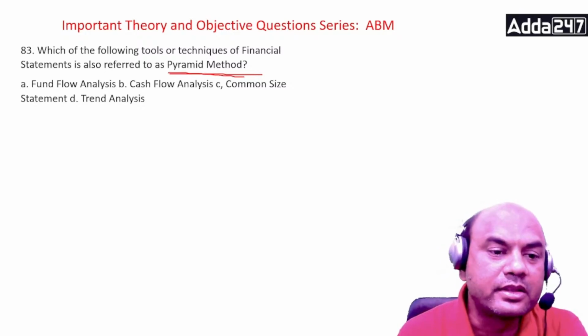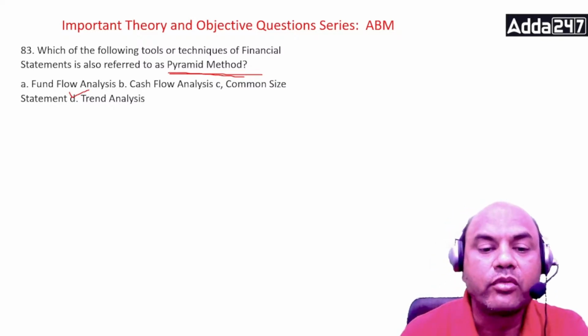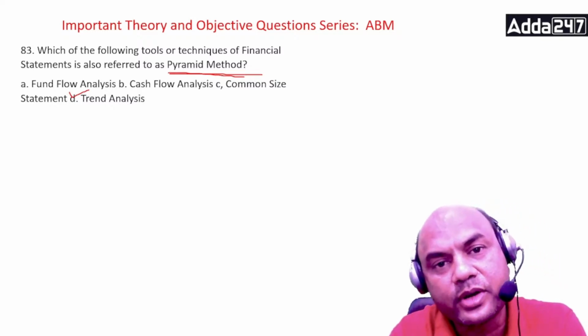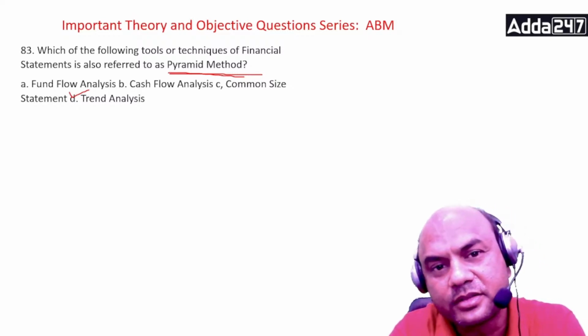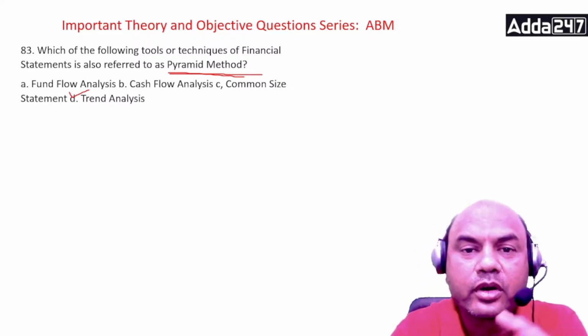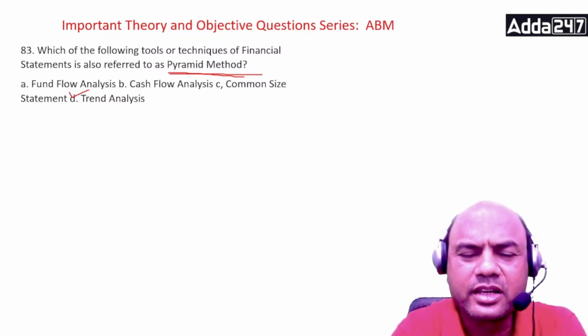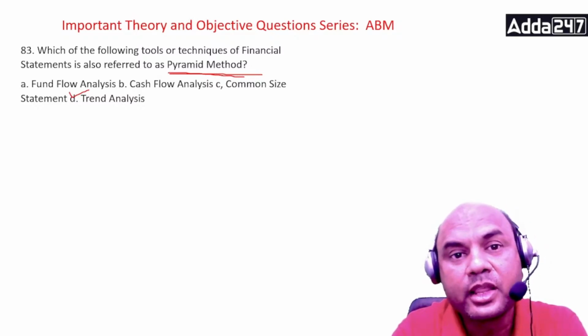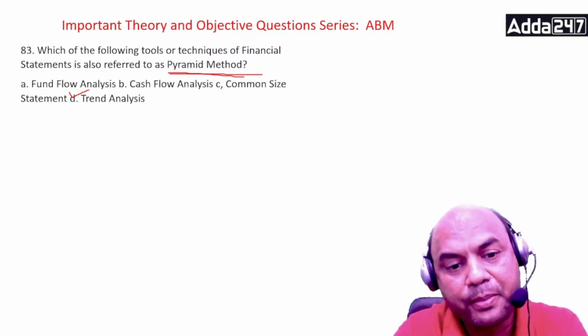This pyramid method is generally used in trend analysis. Trend analysis, that is the answer. What is trend analysis? The analysis of ratios over a period of years gives the idea whether the business concern is trending upward or downward. Ratios means all the ratios you are checking. There are many types of ratios: solvency ratio, profitability ratio, turnover ratios, right? And each one has further types.